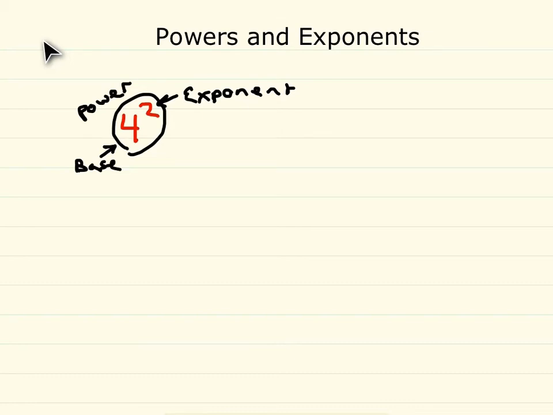The base is the number being repeated, and your exponent tells you how many times to repeat your base. So for this case, we have 4 times 4. So we're repeating 4s because 4 is your base, and we're only using 2 4s because our exponent is 2. So the value of this would be 16. So basically, 4 to the second power equals 16.